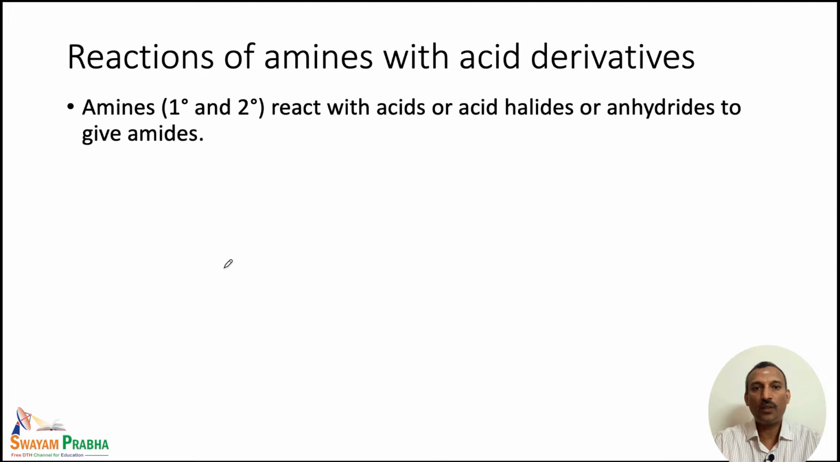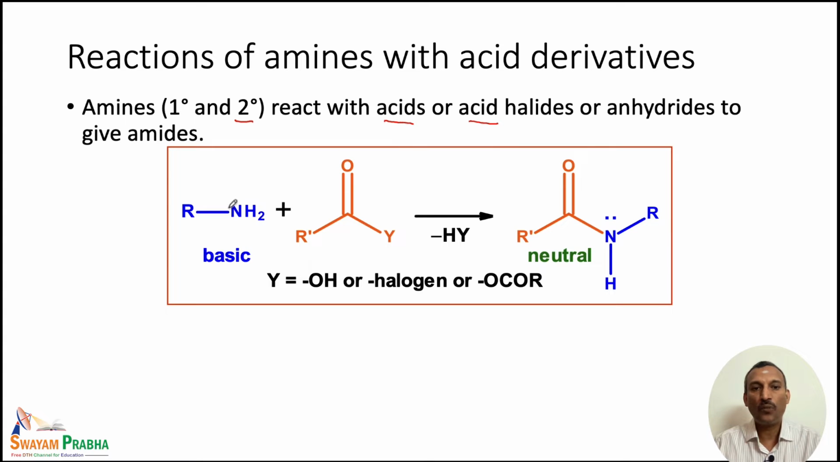So, let us start with the reactions with acid derivatives. The primary amines and the secondary amines basically react with either acids or acid halides or anhydrides to give amide. So, if we look at the reaction, here we have an amino compound. The amino compound is a basic unit. The amino functionality is basically a basic unit, and this basic unit reacts with an acidic unit. That means the acid halide or acids directly or acid halide which are basically acidic units or anhydrides which are neutral.